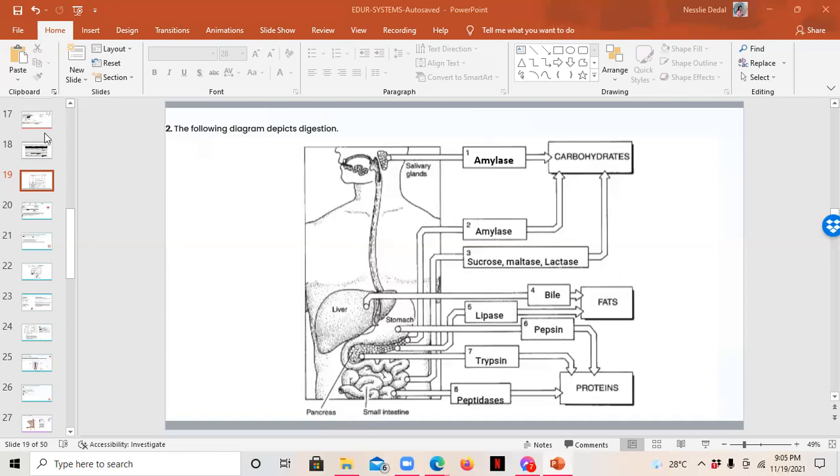Amylase, sucrose, maltase, and lactase are in carbohydrates, and the bile and lipase are in the fats, and the pepsin, trypsin, and peptidases are in the proteins. That's all.